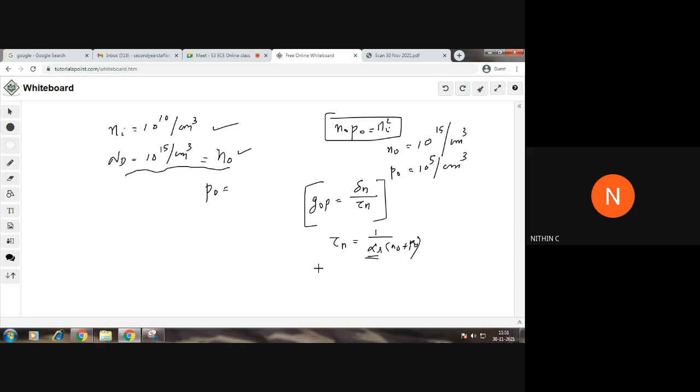You can find that alpha r is equal to tau n. You know the value of tau n, and you can find the value of n0 plus p0. Multiply that so that you will get alpha r. Alpha r is equal to 1 by tau n into n0 plus p0. If any doubt, please ask.